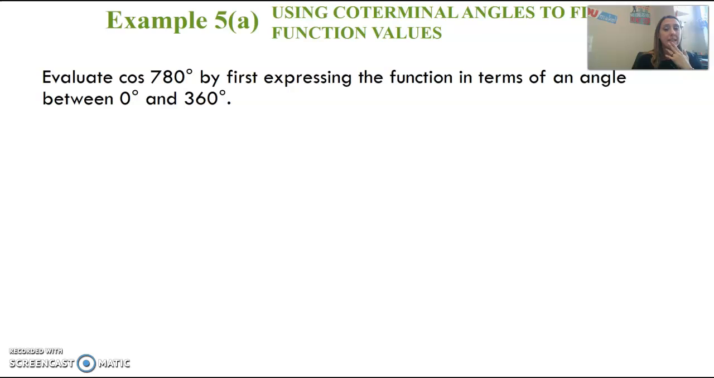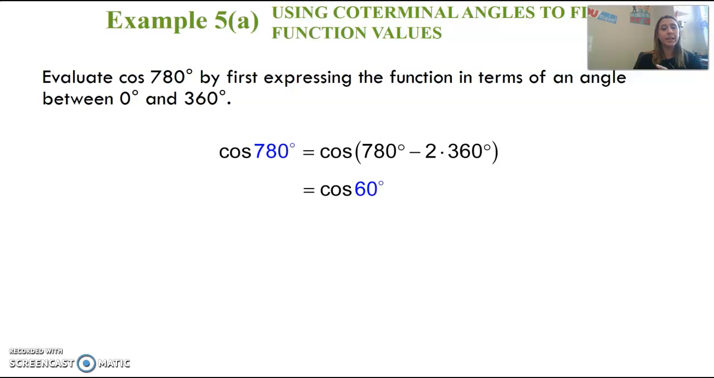All right, so this is the last one that we're going to do. We're going to evaluate the cosine of 780 degrees by first expressing it as a function in terms of an angle between 0 and 360. Meaning, we have to find that smaller coterminal angle between 0 and 360. So we can subtract 360 twice, and we end up with the cosine of 60 degrees.